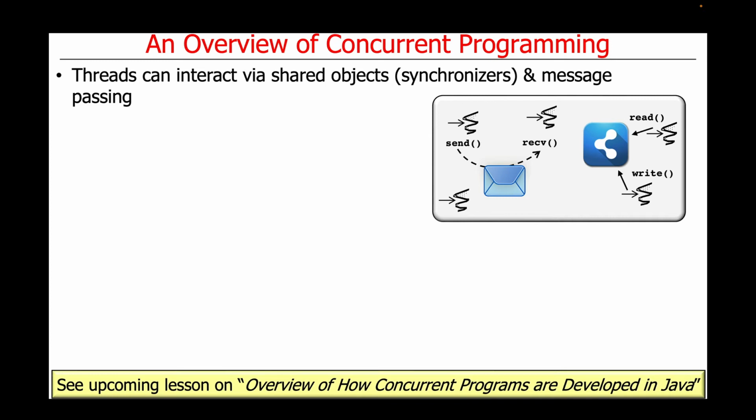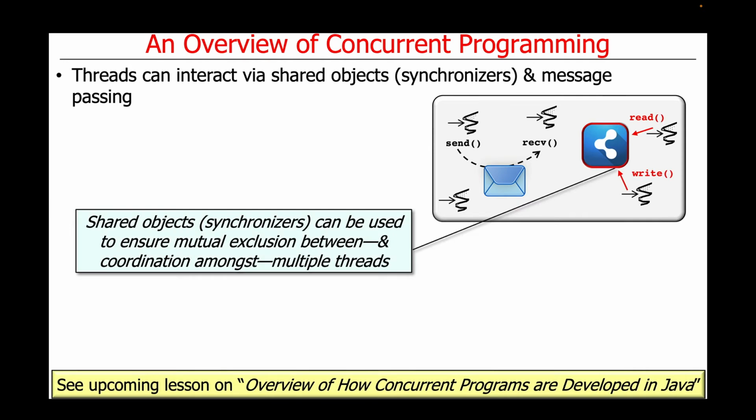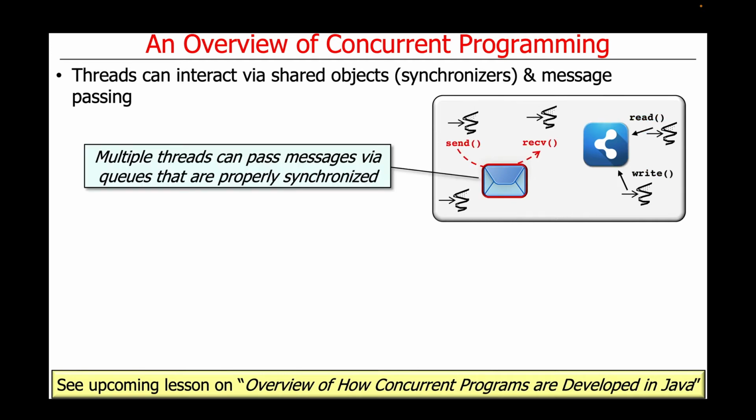Threads can, of course, run in isolation, but more commonly in a concurrent program, threads interact, and they interact by various means. The two predominant means are through something known as shared objects, also referred to as synchronizers, and something referred to as message passing. Shared objects, or synchronizers, can be used to ensure mutual exclusion between and coordination amongst multiple threads. And there's a lot of different types of synchronizers. We'll talk about a few of them in a moment.